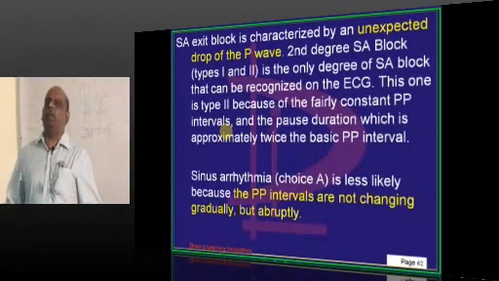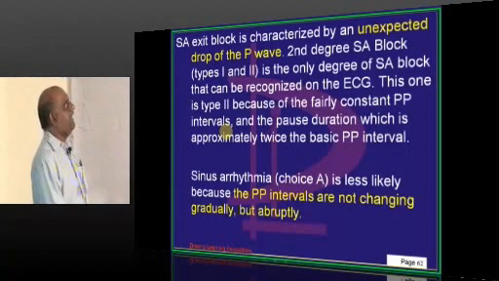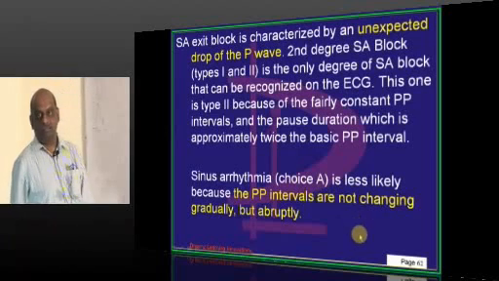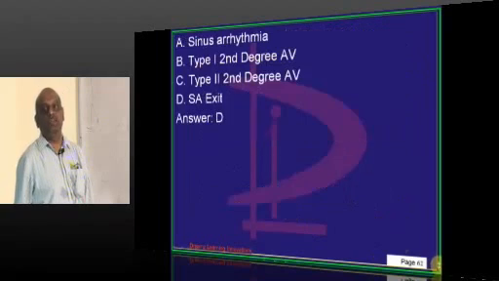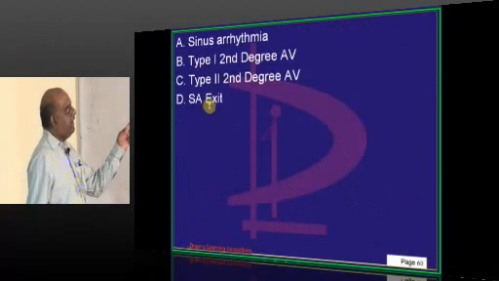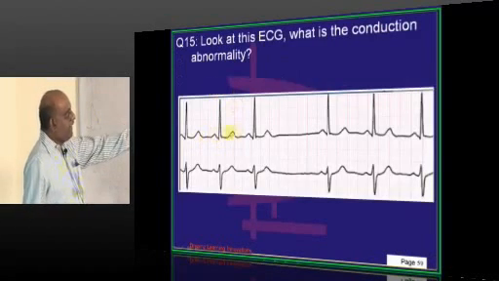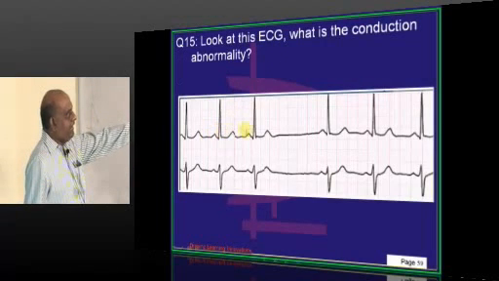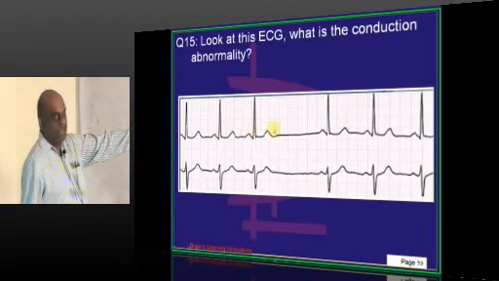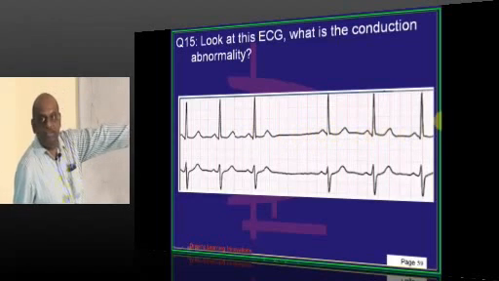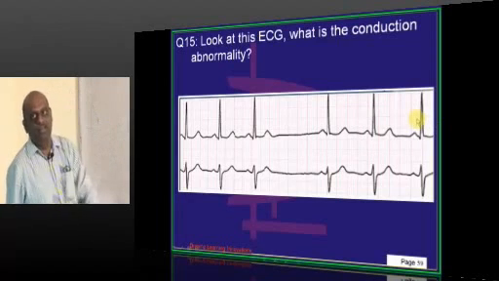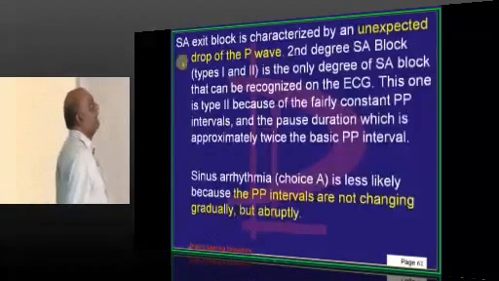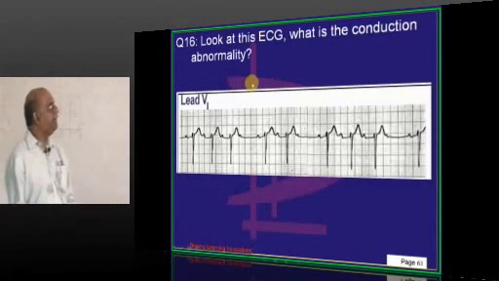there is an unexpected drop of the P wave that makes it SA exit. Then why don't you call it sinus arrhythmia, is the question. We cannot call it sinus arrhythmia because if you take the distance between one P wave and the next P wave, after the drop also, they maintain the same distance. If they don't maintain it, if PP intervals are irregular, then you call it sinus arrhythmia, is what you have to remember.